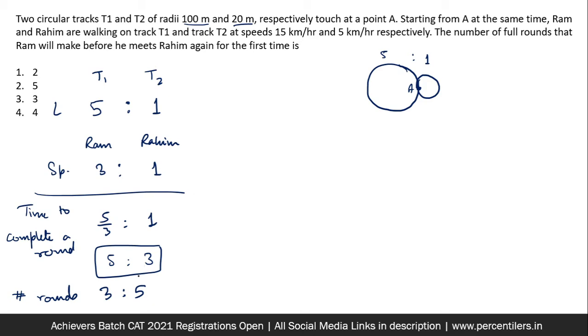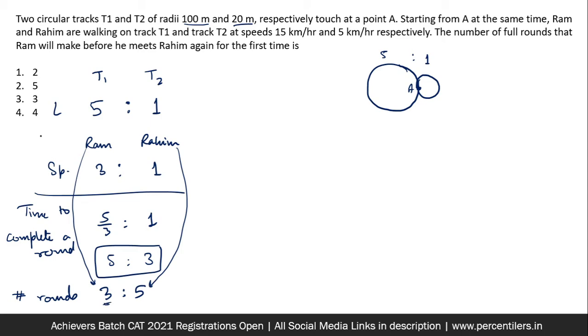A lot of you might be having a lot of problem understanding this. For that, I would sincerely suggest you watch our video on circular tracks on YouTube. As I said, this is the shortest method, but it also demands some prerequisites in your mind in advance. So this ratio itself tells us that when Rahim will be completing 5 rounds, Ram will be completing 3 rounds. You have been asked the number of full rounds that Ram will make before he meets Rahim again for the first time.